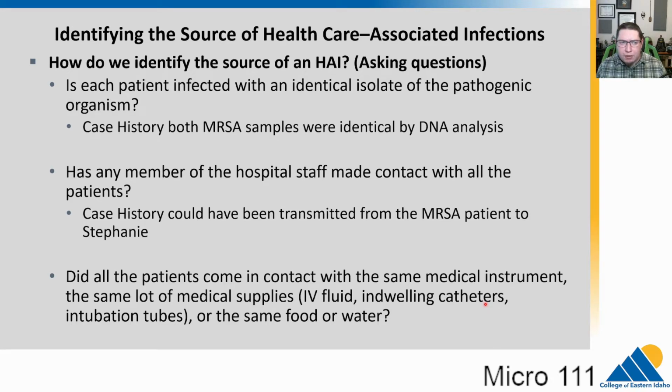So we need to ask things like, is each patient infected with an identical isolate of the pathogenic organism? In our study here, both MRSA samples were identical by DNA analysis, so there's a good chance that they've come from the same source. Has any member of the hospital staff made contact with each of these patients? In our case, we don't know all the details, but we will find those out in a moment. There is someone who has contacted both of those people. So we're thinking that it could have been transmitted from one person to another, probably from the skin patient to Stephanie.